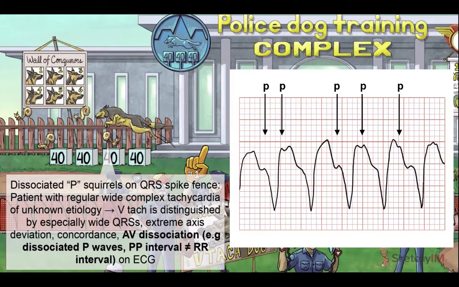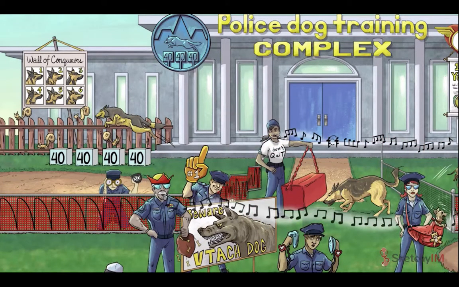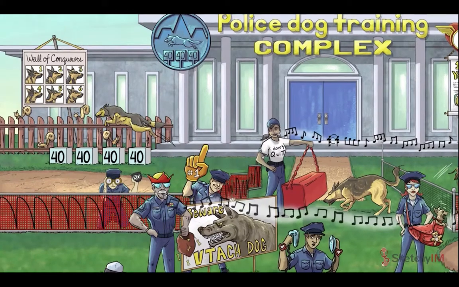AV dissociation occurs when the atrial rate is independent of the ventricular rate, which can show up as dissociated P waves, fusion beats, and capture beats on the ECG. Dissociated P waves are symbolized by these interspersed P wave squirrels on this jagged QRS fence. When dissociated, the atrial P waves typically occur at a slower rate than the QRS complexes. The PP interval is different than the RR interval, in other words. Sometimes the P waves are buried within the QRS, but every few beats, boop, they pop out and make themselves known.